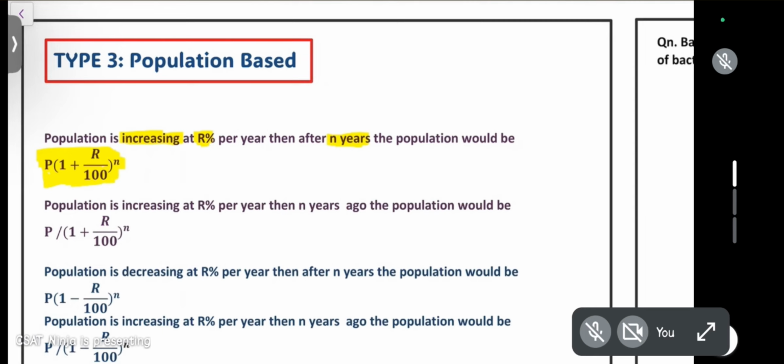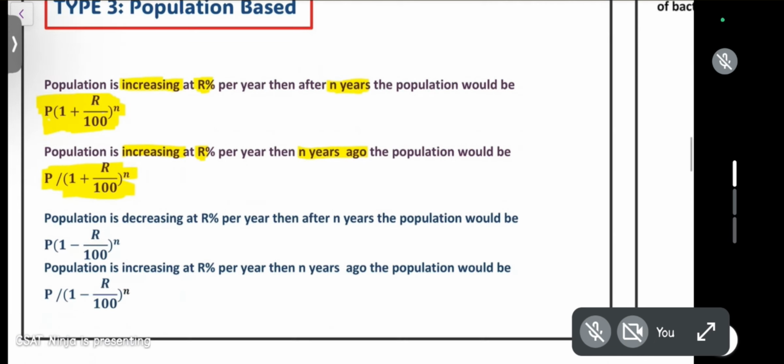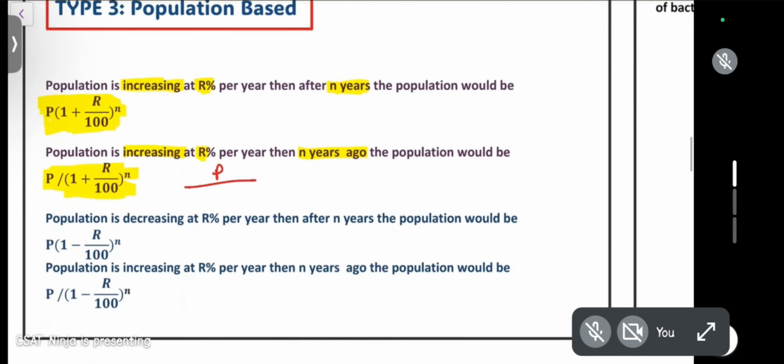And if it is increasing at R%, then n years ago, where n may be 2 years ago, 3 years ago, or 5 years ago, in that case we write it this way. If I am to rewrite this one, it's like this: P divided by (1 plus R divided by 100) to the power n.